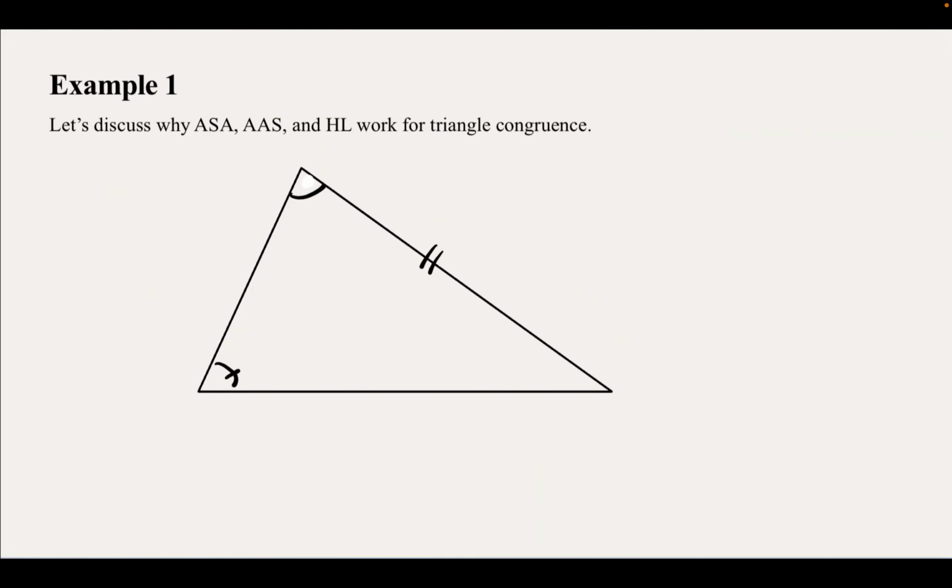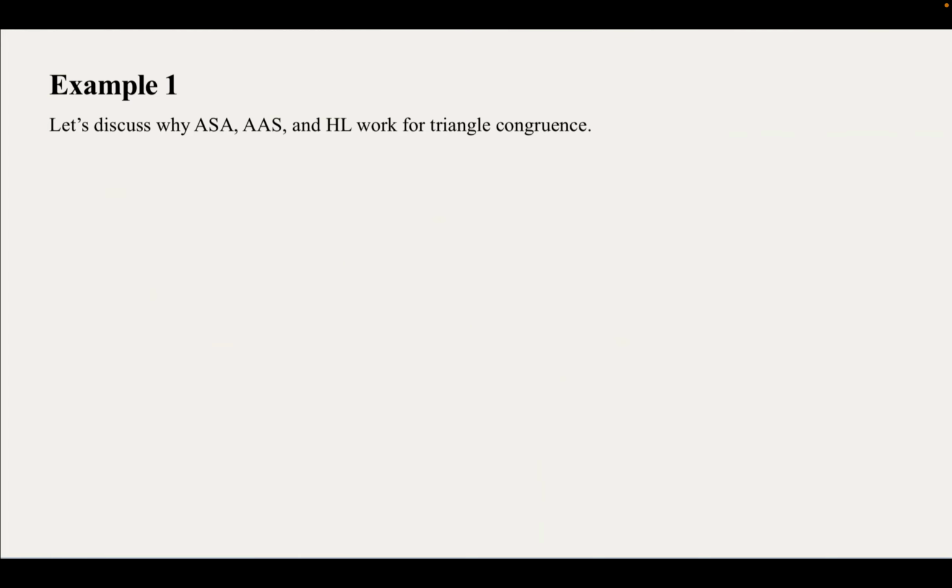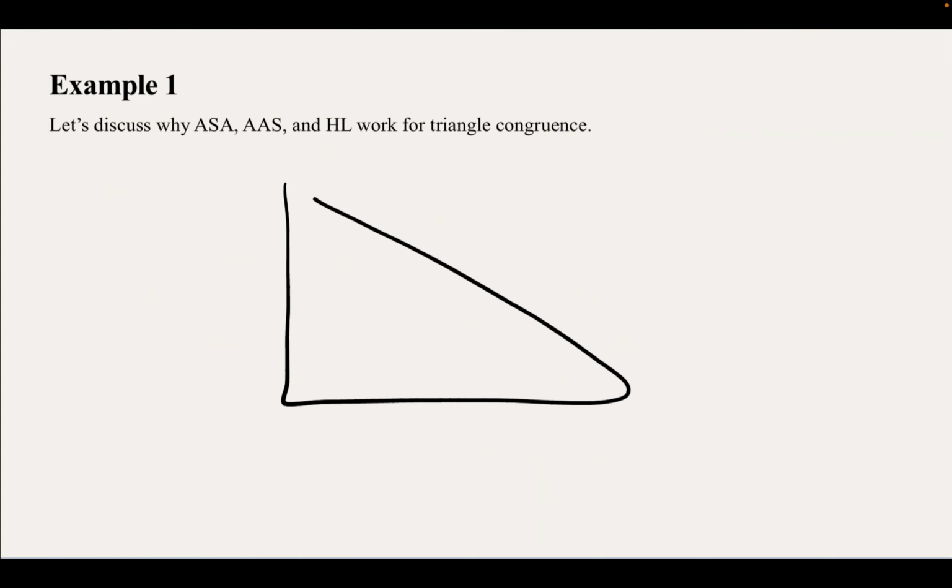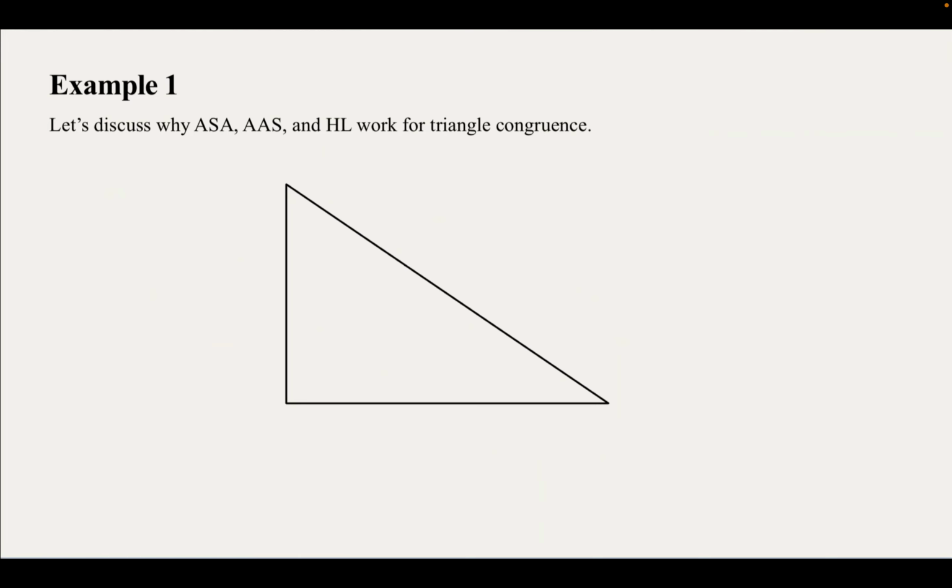The last one is HL. So for HL, I need 2 right triangles. So I'm going to make a big right triangle, and then I'm going to make another one right on top of it. I know that it's a right triangle because HL only works for right triangles. I'm going to have 1 pair of legs that are congruent and 1 hypotenuse that's congruent.